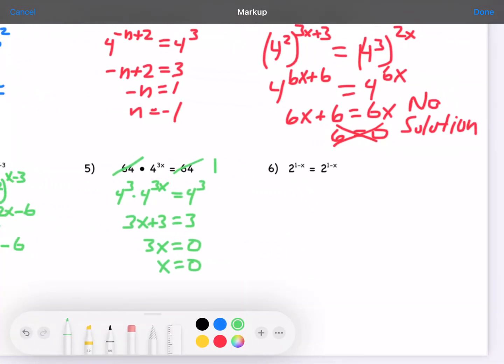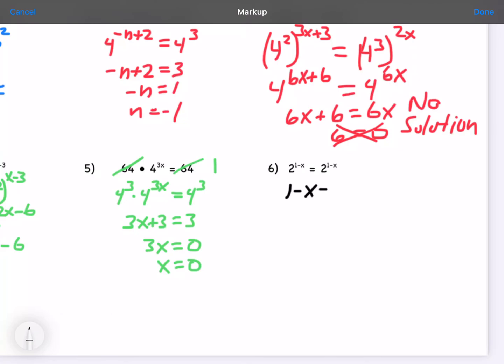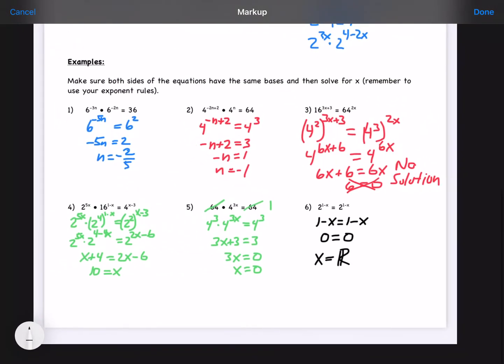All right, one last one. 2 to the 1 minus x equals 2 to the 1 minus x. So we set them both equal to each other. And when we add x and subtract 1 from both sides, we end up with 0 equals 0. So x equals all real numbers. It can be anything, and answers will always be equal.